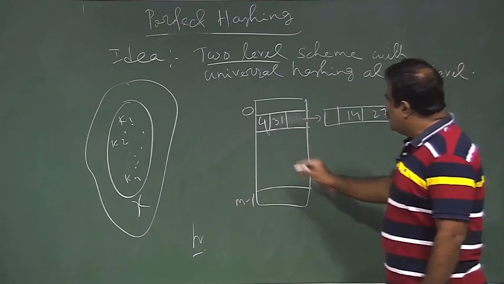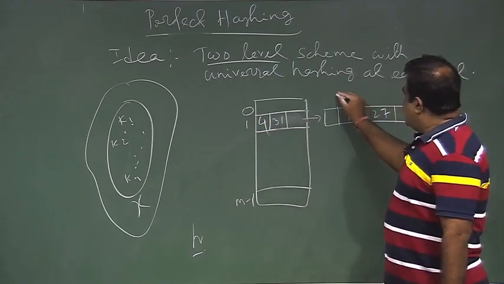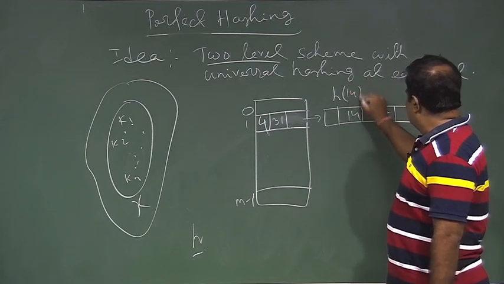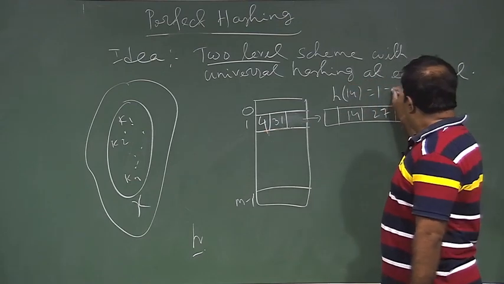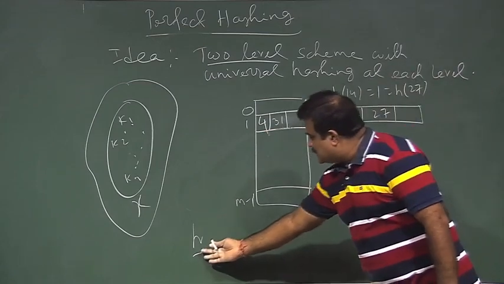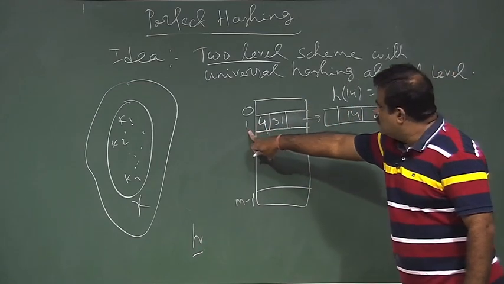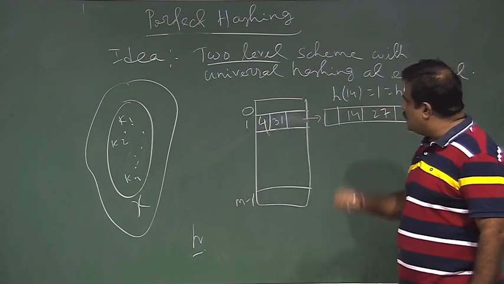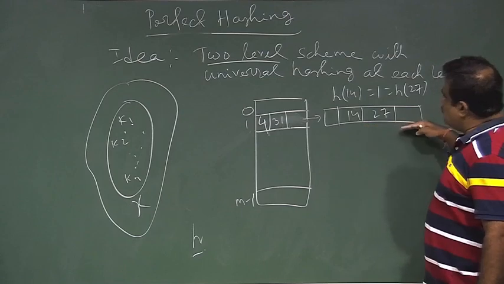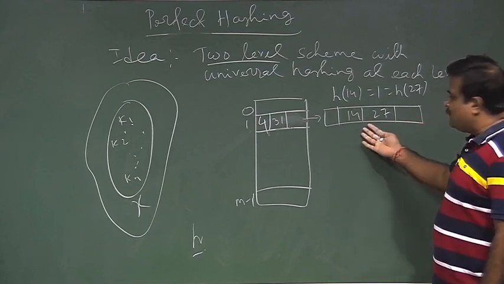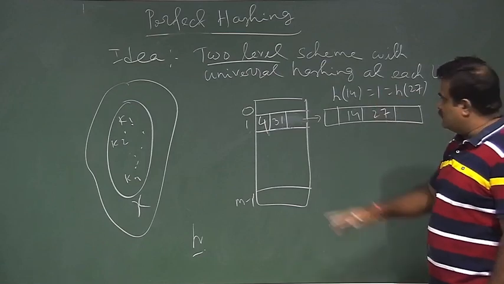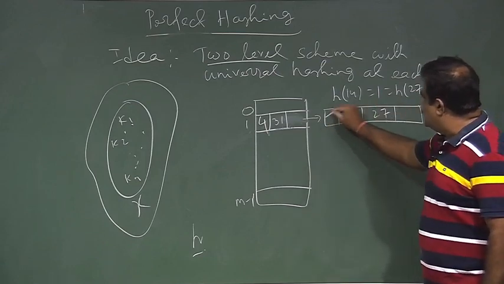So that means what? h is the first level hashing, h of 14 equal to 1 is equal to h of 27. Under the first level hash function they are mapping to slot 1, and since they are colliding and only two keys are colliding, we need a second level hash table. In the second level we will have the table size square of that. So 2 keys means 4 table size.